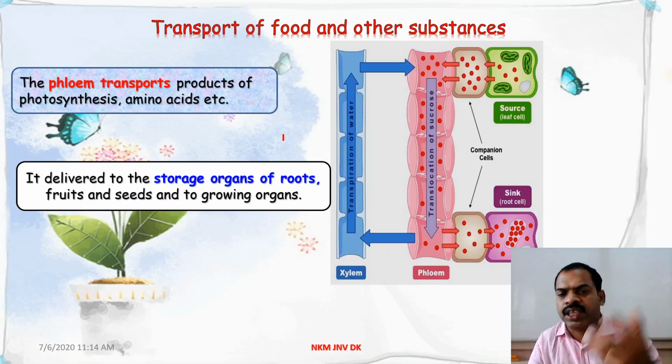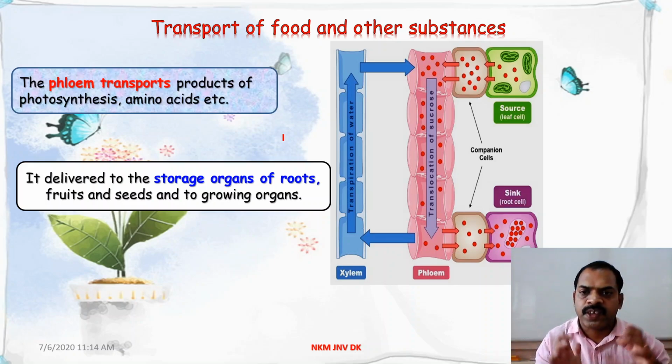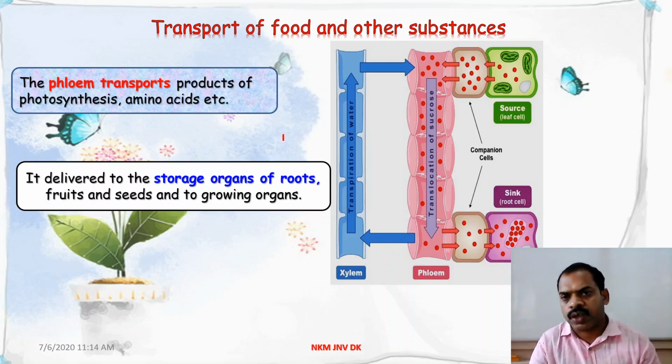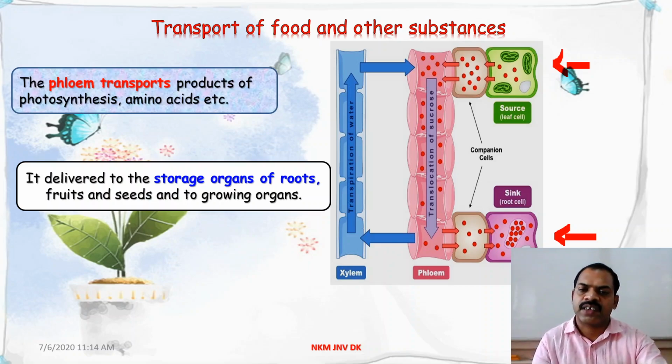And we had seen in the comparison of xylem and phloem that phloem uses energy to transport. So where does it transport? It transports from source to sink. Source to sink. Which is the source? Where it is produced. Basically the leaves are the source. Where is the sink? Where it is required or where it is stored. That area is called the sink.